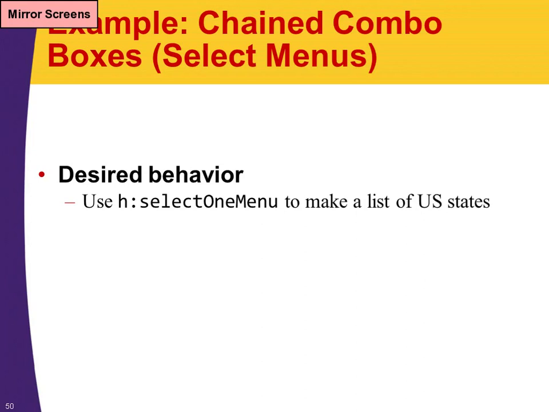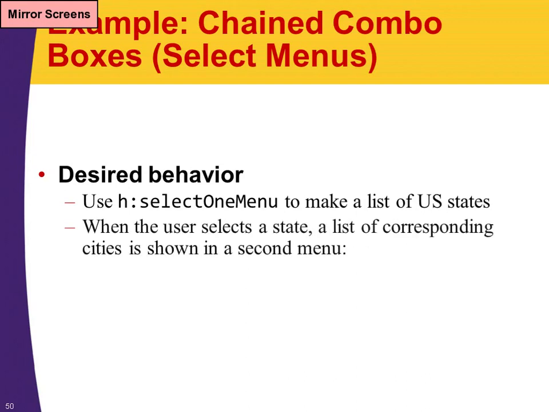So I'll show you an easy example of this. Here we're going to use select one menu, which is a form of a combo box, and it's going to hold the list of states of the United States. When the user selects a state, another combo box is going to be populated with a list of cities that make sense for that particular state. Up until that point, there is no list of cities in the other box because it doesn't know what state you're talking about.